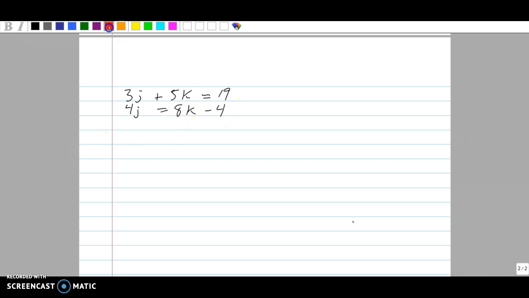So the bottom equation, if we were to subtract 8k from both sides of the equal sign, the bottom equation is going to become 4j minus 8k equals -4 remains on the right side. The top's going to stay the same. You got 3j plus 5k is equal to 19. But now if we add them up, will things eliminate? No, so that brings us to step 2.